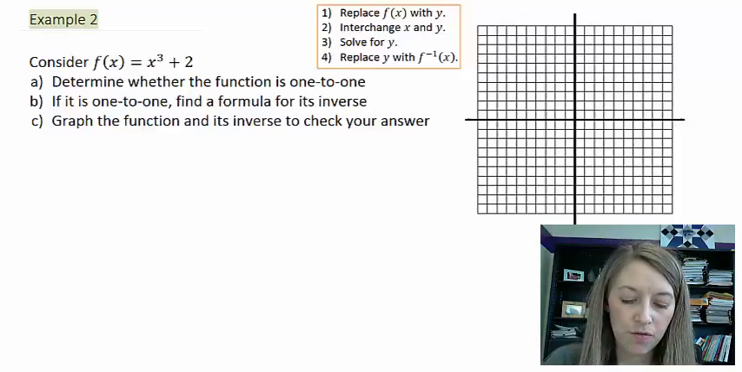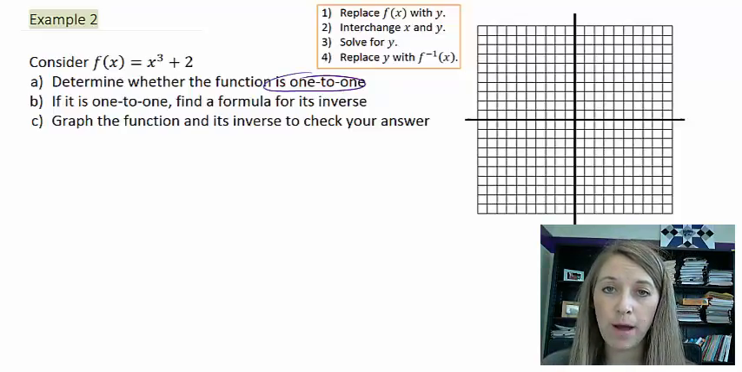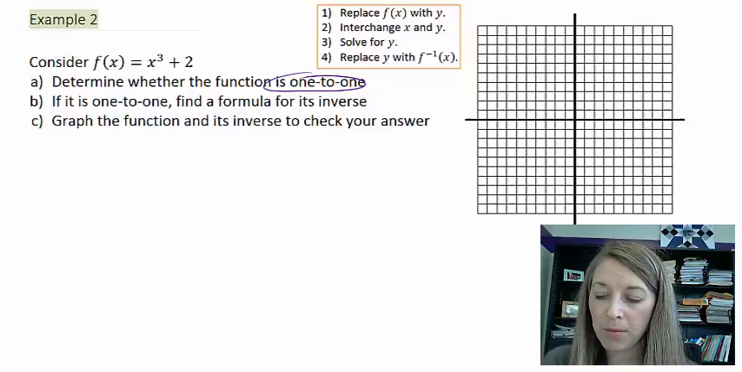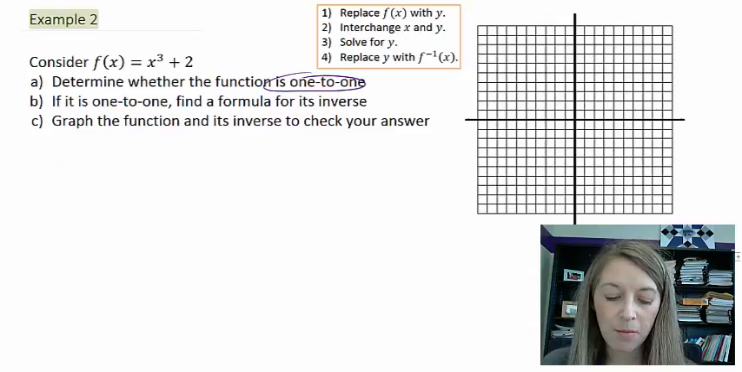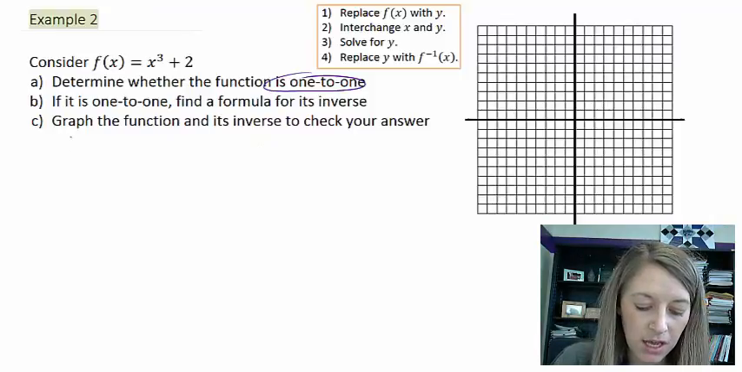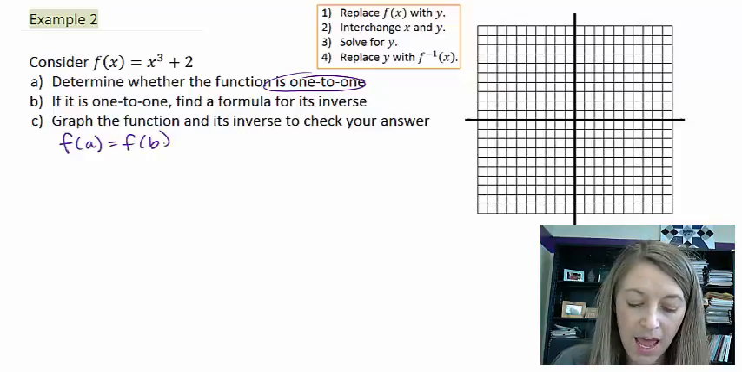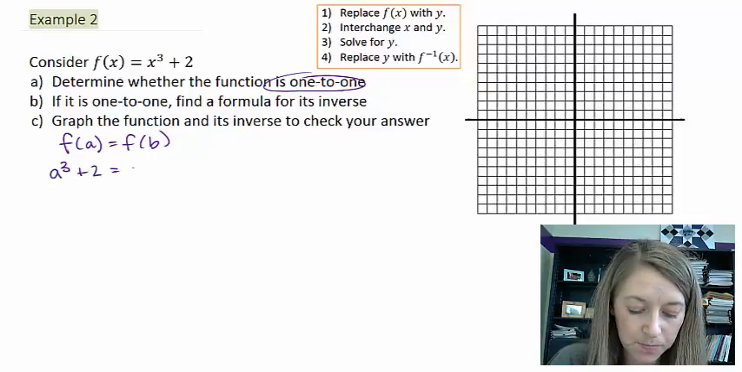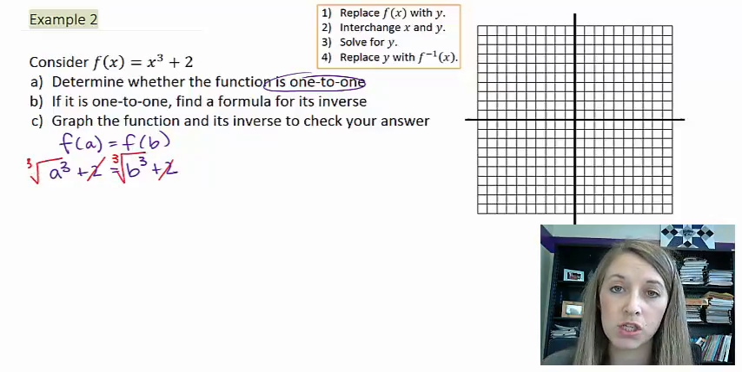Okay, so to prove that our function is one-to-one, we can either graph it by hand or by calculator, or we can do it by proving the formal definition that we saw in one of the previous videos. I'm going to go ahead and do the formal definition. It says if f of a is equal to f of b, then a has to be equal to b. So plugging a into my function and plugging b into my function, I can see that my 2's cancel out. I can take the cube root of both sides with no repercussions.